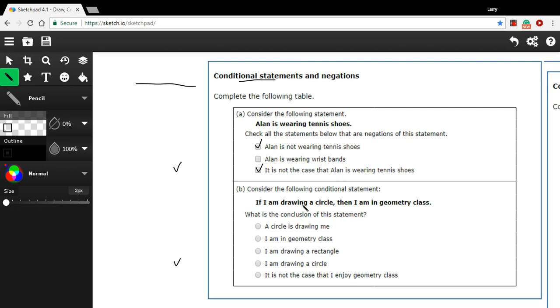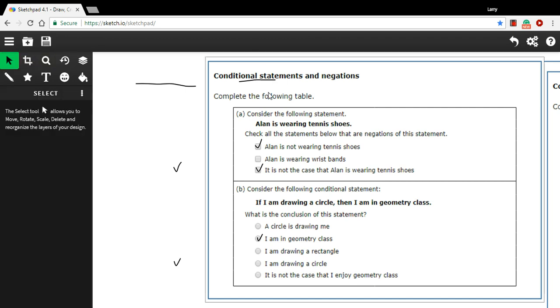All right, let's look at this one about the conditional statement. It says, if I am drawing a circle, then I am in geometry class. I guess that's the only place where this person draws circles. And the question is, what is the conclusion of the statement? The conclusion is the part that follows the word then. So the conclusion would be, I am in geometry class, and we would just check that one right there.